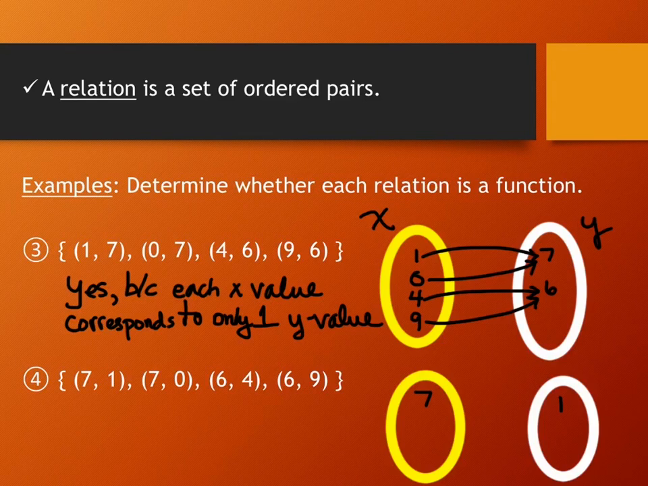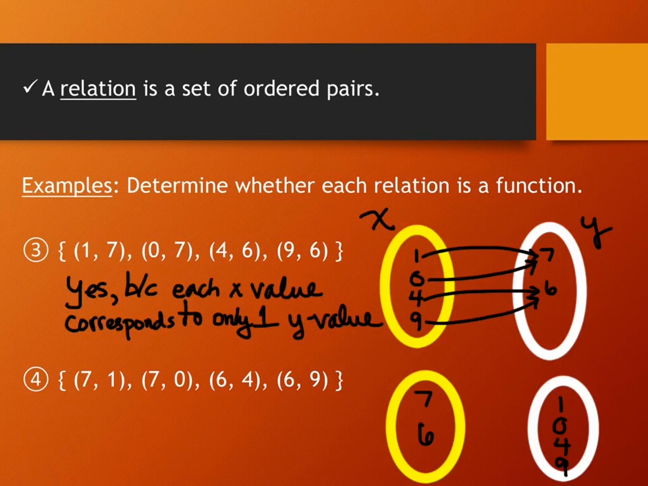The next one is 7, 0. So 7 in the x circle, I already have that, and 0 in the y circle. The next one is 6, 4, so 6 in the x circle and 4 in the y circle. And then the point 6, 9, so 6 in the x circle, which I already have, and then 9 in the y circle. So I'm hoping you noticed that all I did was switch the circles, right? I just swapped the x's and the y's, okay?